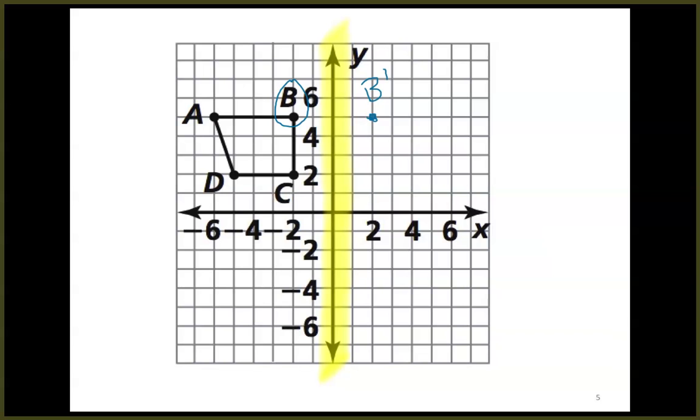Point C, instead of being 2 to the left of the y-axis, is going to be 2 to the right of the y-axis. Point A, instead of being 6 backwards from the y-axis, is going to be 6 forwards from the y-axis. And then point D, instead of being right here at -5, it's going to be over here at +5.